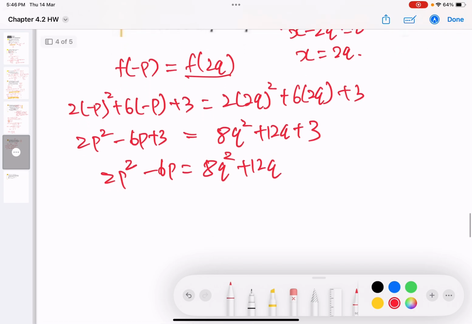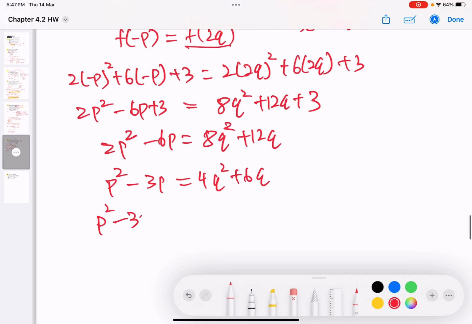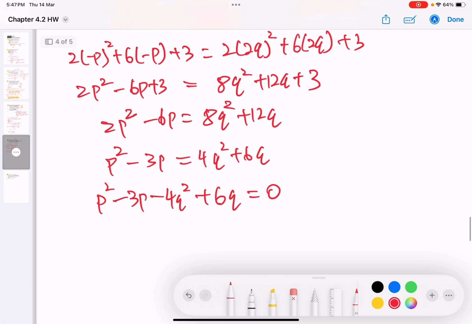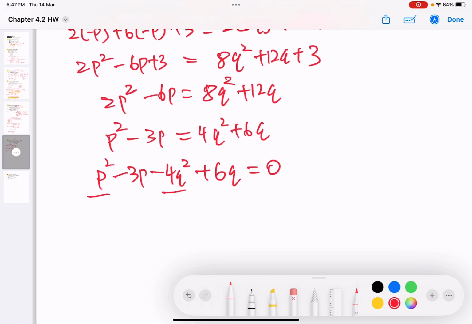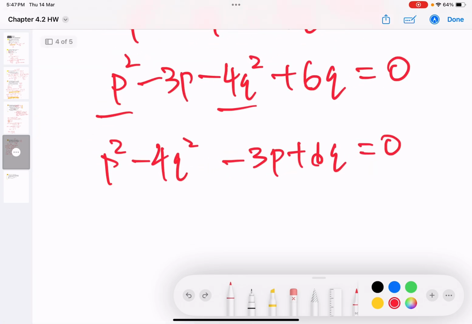Let's shift everything over to the left hand side. Or let's simplify things first. Divide by 2 throughout. p squared minus 3p equals 4q squared plus 6q. I'm going to shift everything: p squared minus 3p minus 4q squared minus 6q equals 0. I notice that this, p squared minus 4q squared, and minus 3p minus 6q equals 0, is a little bit familiar because I see a negative 4.